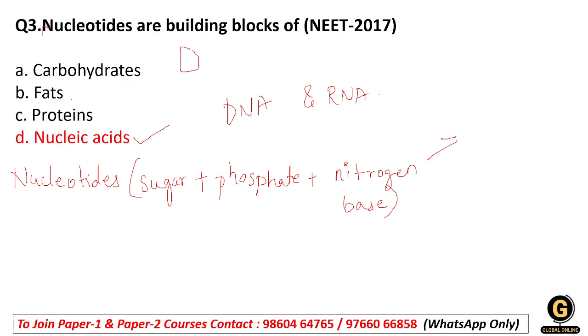As for the nitrogen bases, in case of DNA, what are the nitrogen bases? ATGC, that is adenine, thymine, guanine and cytosine. And in case of RNA, it is AUGC, right? This T of thymine is replaced by U of uracil. Okay, this question was asked in the year 2017.